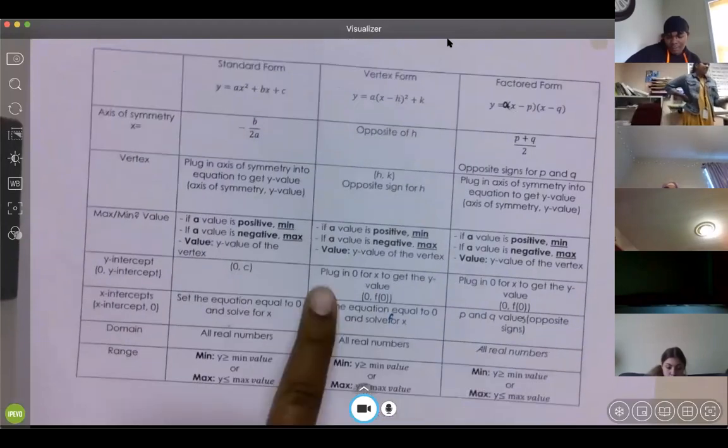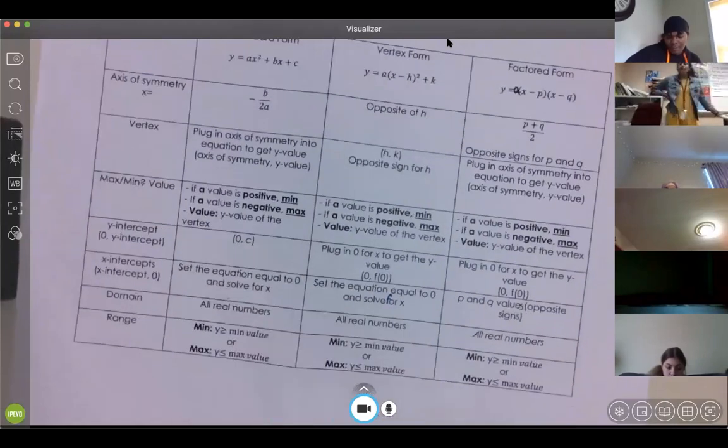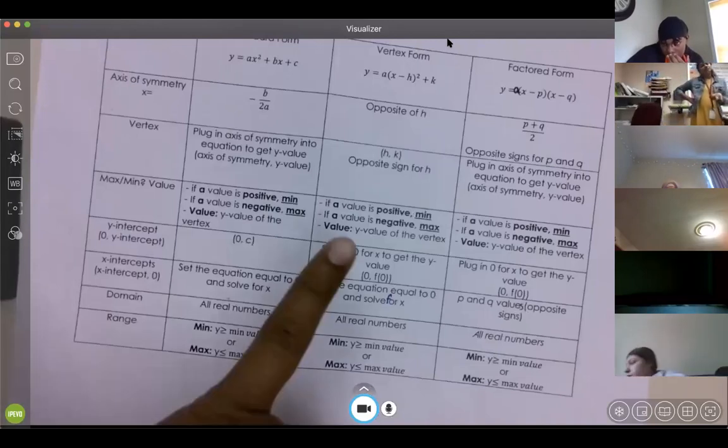Maximum and minimum is the same as standard form. So you look at your a value, and if your a value is positive, you're going to have a minimum because it's going to be opening upwards, so you have the lowest point. Versus if a is negative, you're going to have a maximum because it's going to be opening downwards, so you'll have the highest point. And the y value is just the y value of the vertex. So in this particular case, it would be k.